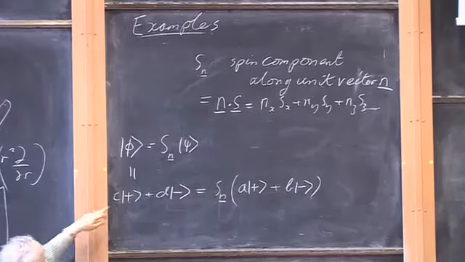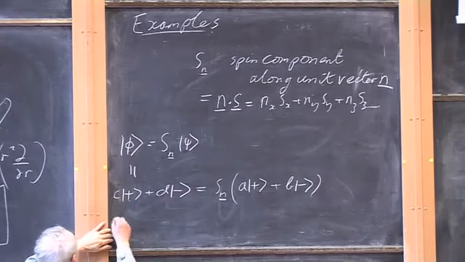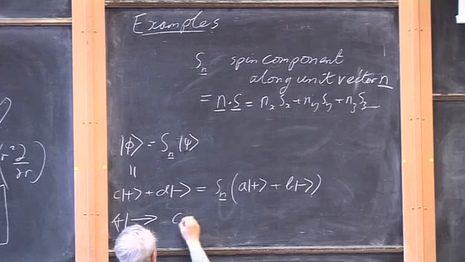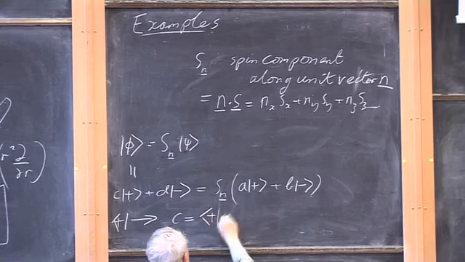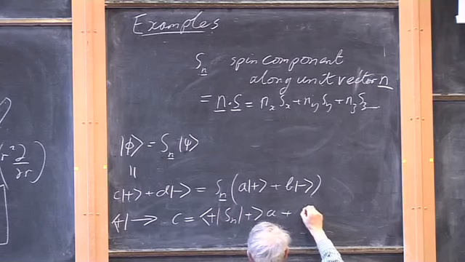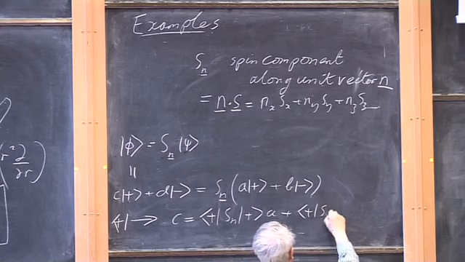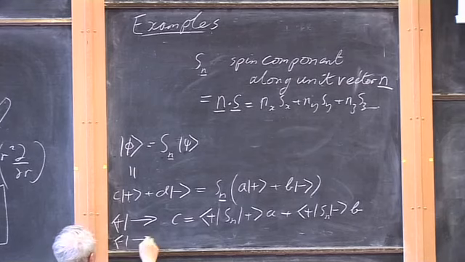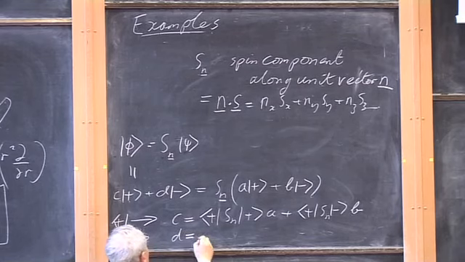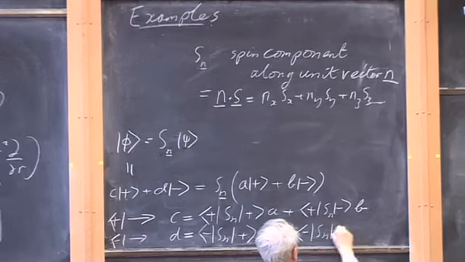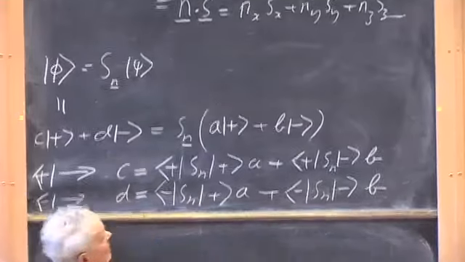What we do to find C, of course, is we bra through with plus, and then on the left we get C plus nothing, so we find that C is equal to plus Sn plus times A plus plus Sn minus times B. And bra-ing through by minus, we get an equation which tells us the value of D, which is equal to minus Sn plus times A plus minus Sn minus times B.